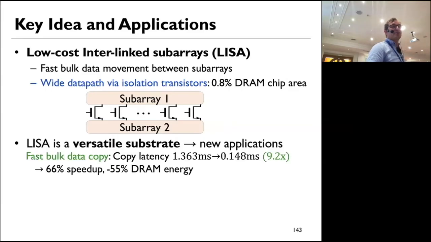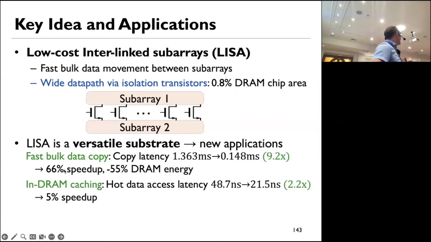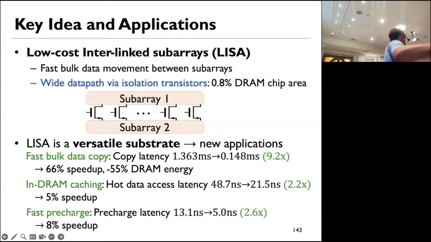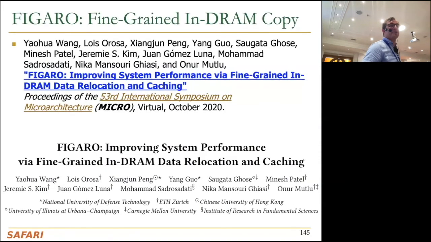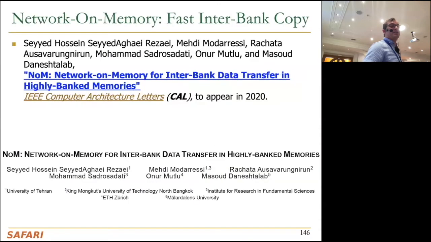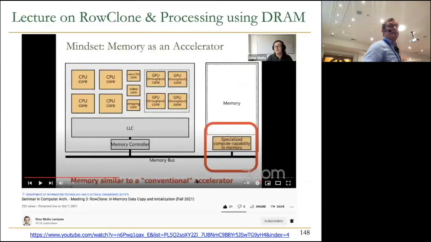Okay, so this gives you a lot more benefit in terms of bulk data copy, but this also gives you another substrate for data caching in DRAM and pre-charging, which I'm not going to go into. You can read the paper for more detail. And that's the paper that was published some years ago. And we still need a lot more connectivity in DRAM. Okay, any questions? I haven't gone to the computation yet. That's coming soon, but these are some of the other works that try to make copy and initialization faster. And there are lectures also.